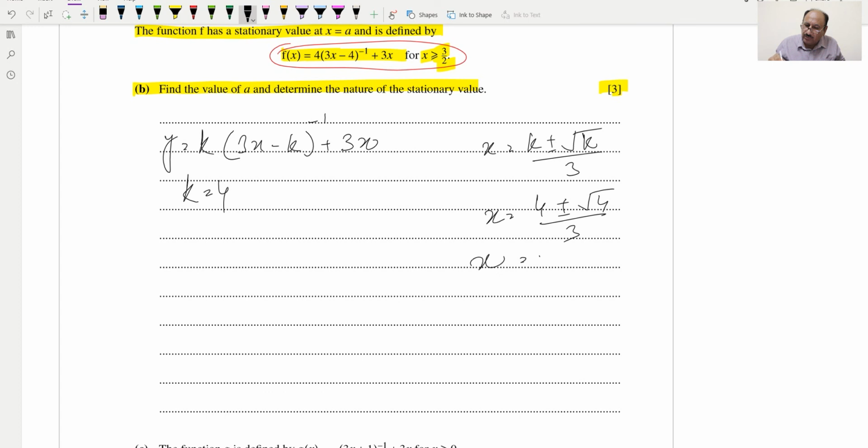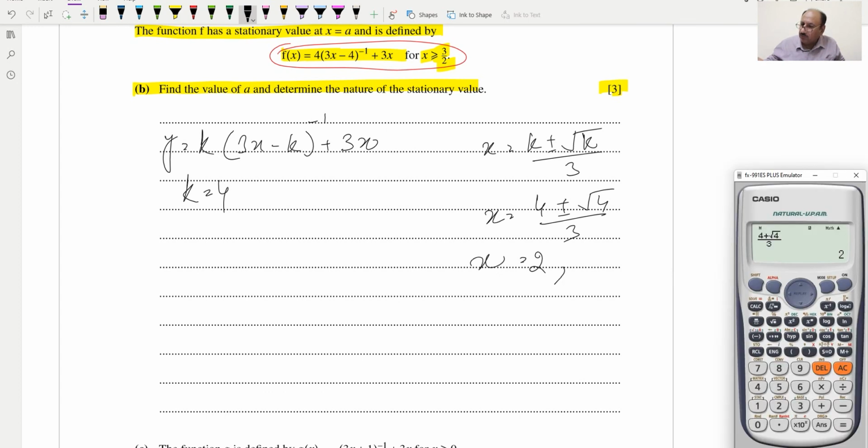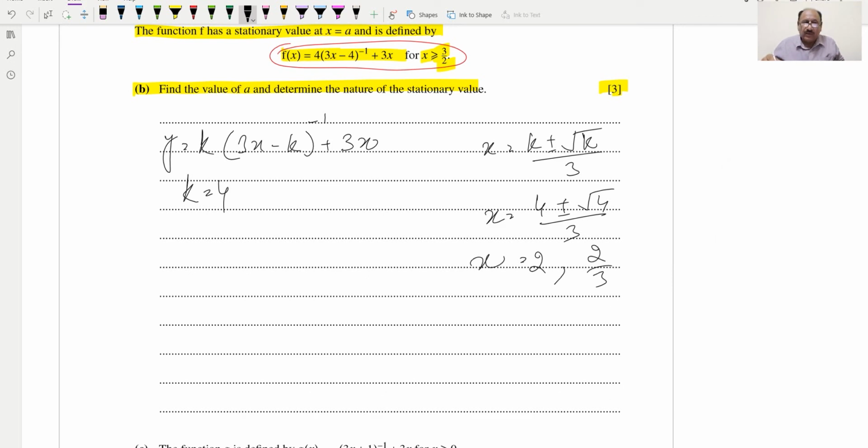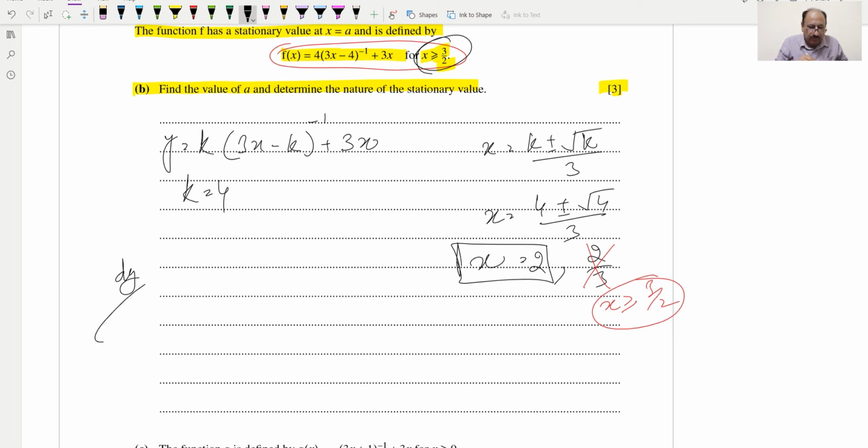So x value is equal to 2, and the second value, if we take the negative one, this will be equal to 2 by 3, and 2 by 3 condition is x is greater than equal to 3 by 2. So this solution we will reject because x is greater than equal to 3 by 2. So this is the reason which we have mentioned. So this value x is equal to 2 we will be taking, and now we can find dy by dx.